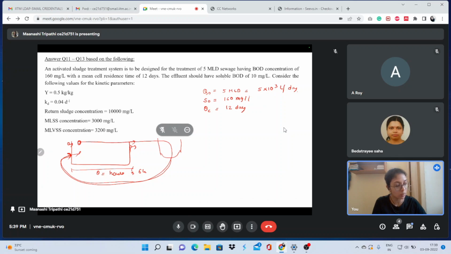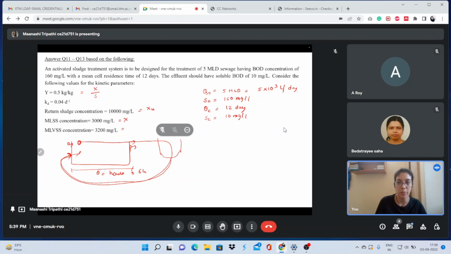The effluent should have soluble BOD of 10 milligram per liter. SE should be 10 milligram per liter. Consider the following values. Y means yield coefficient. What is yield coefficient? Amount of biomass per unit food consumed. KD, as we have seen in the growth curve, is the degradation coefficient for these microbes. Return sludge concentration, MLSS concentration, mean X. This is XU or XR or MLVSS.